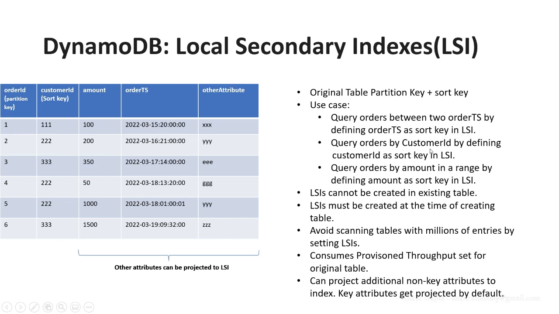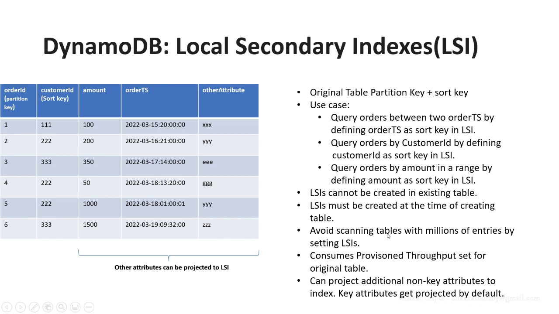Similarly, you can have customer ID as your sort key, and you can fetch all the orders by defining a range of customer ID or for a single customer ID. Similarly, you can define amount as your sort key, and you can fetch orders for a range of amount or for a particular amount. So depending on your query pattern in your application, it's up to you to decide what all queries you will be doing and what all different secondary indexes you might need. Now, local secondary indexes cannot be created in an existing table. They need to be created at the time of table creation.